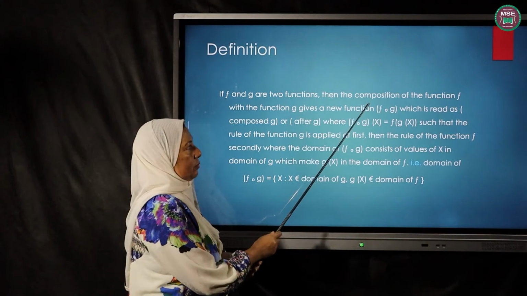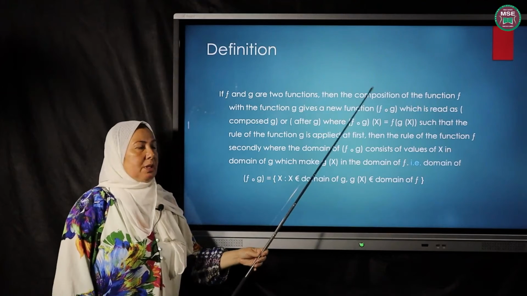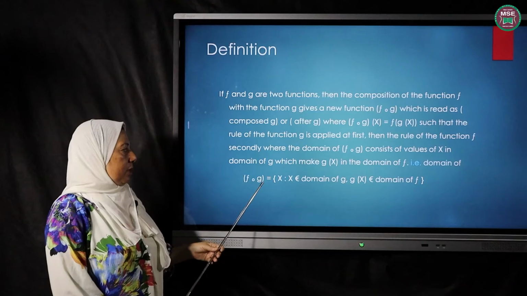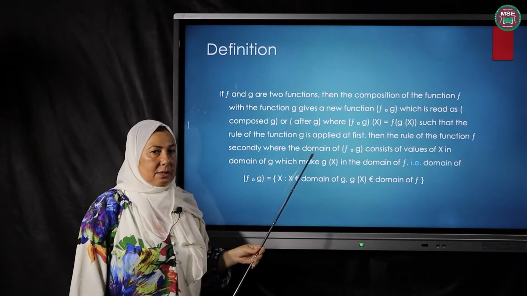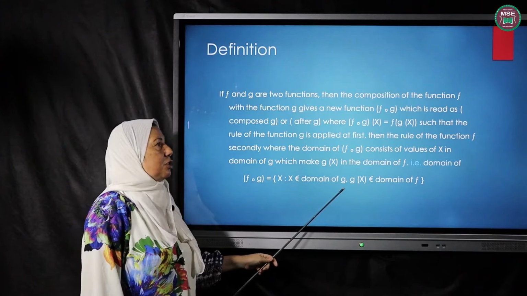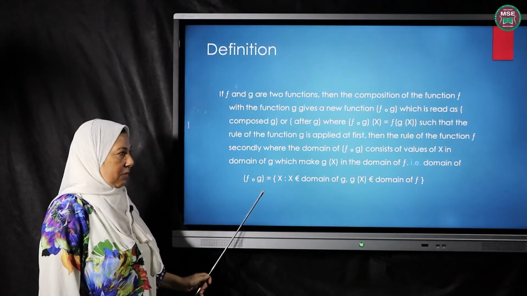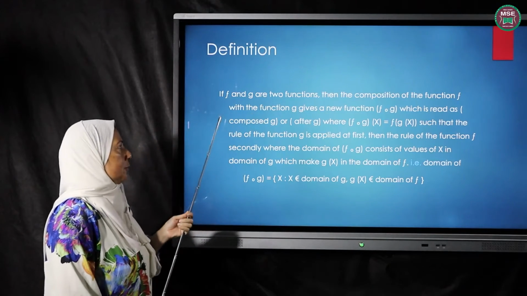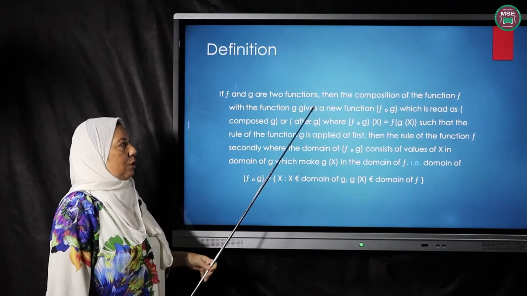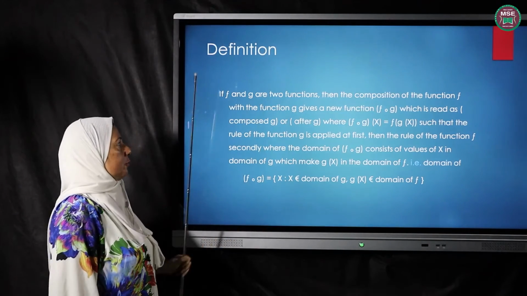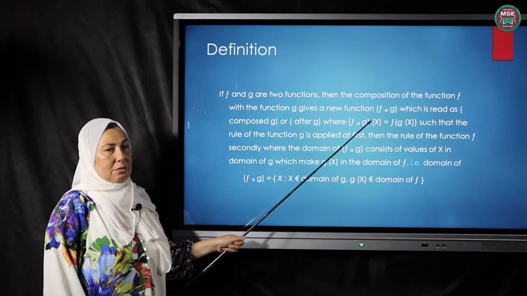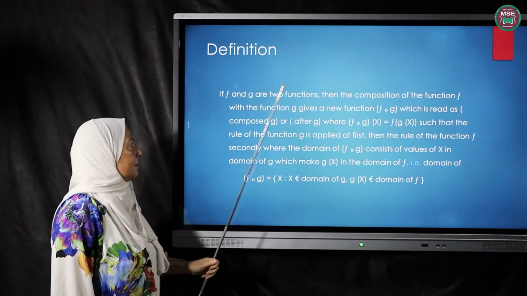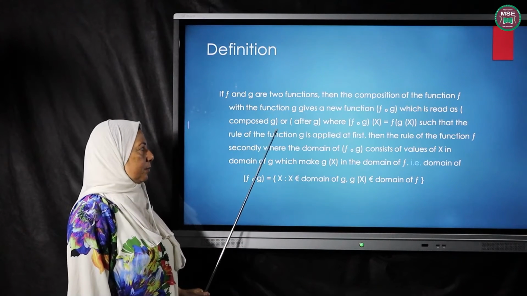Composed function. What is the meaning of a composed function? F composed G is defined for the elements x that belong to the domain of G, the second function, and G of x belongs to the domain of the first function. Therefore, if F and G are two functions, then composing the function F with the function G gives a new function, F composed G.